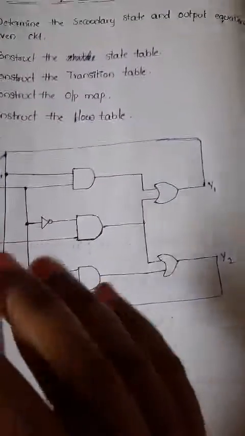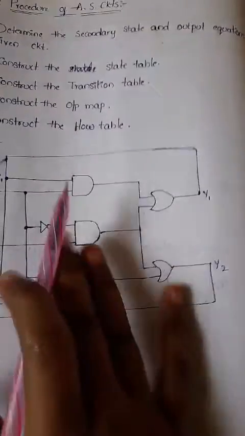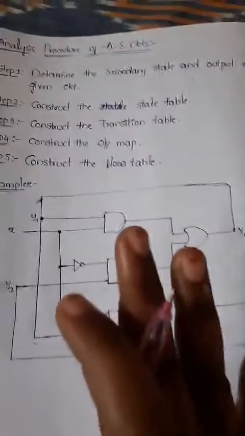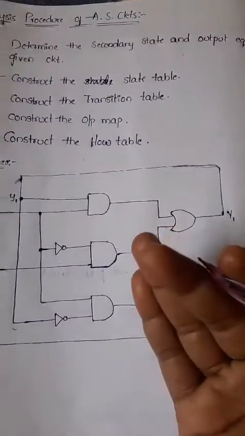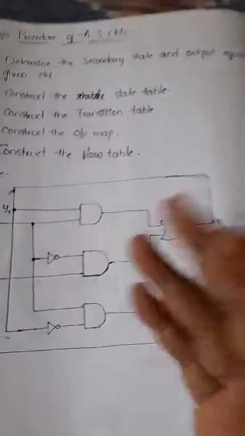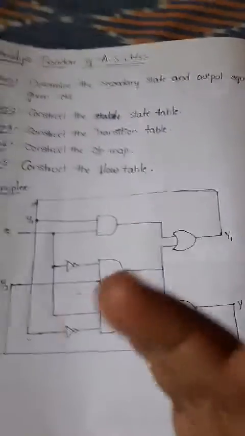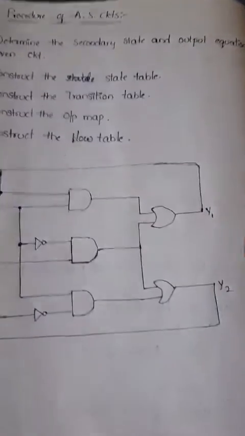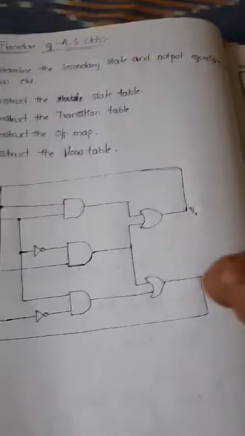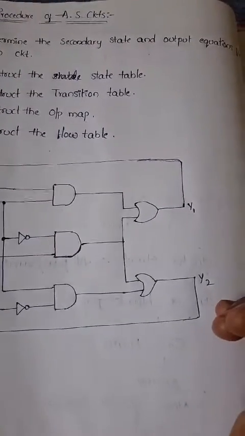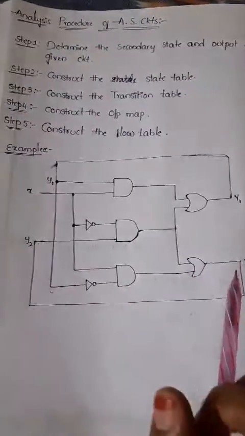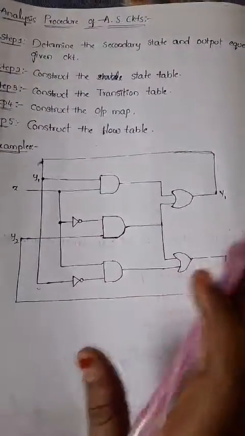The analysis procedure of an asynchronous sequential circuit consists of obtaining a table, or a diagram, that describes the sequence of internal states and outputs as a function of changes in the input variables. That is what we call the boolean equation. Now we'll see what steps we have. So this is our example problem. Just observe, directly they give one logic circuit of an asynchronous sequential circuit.